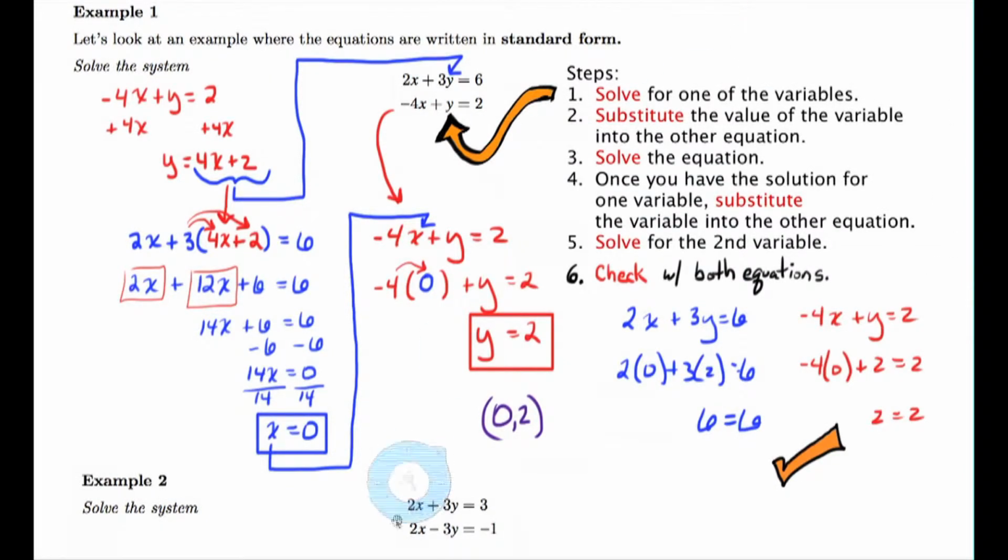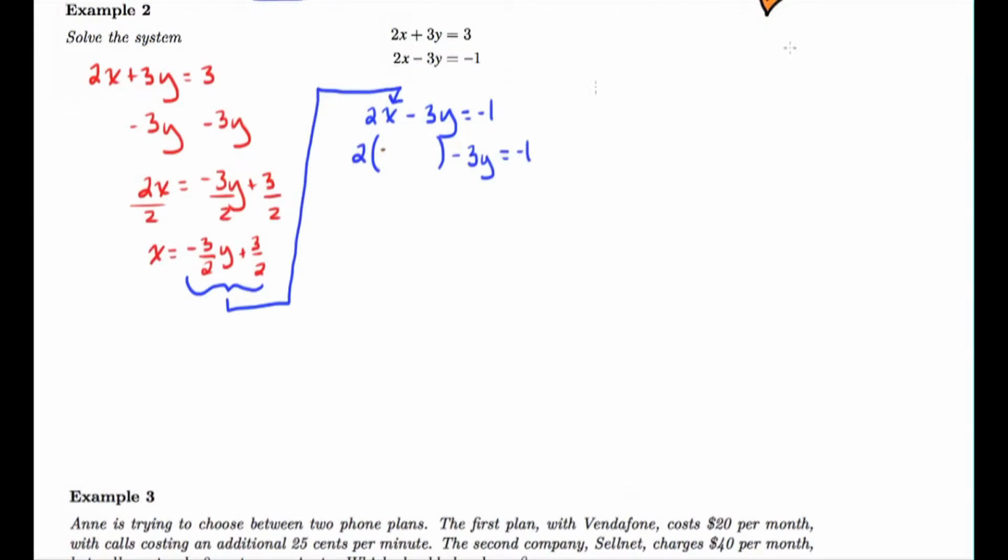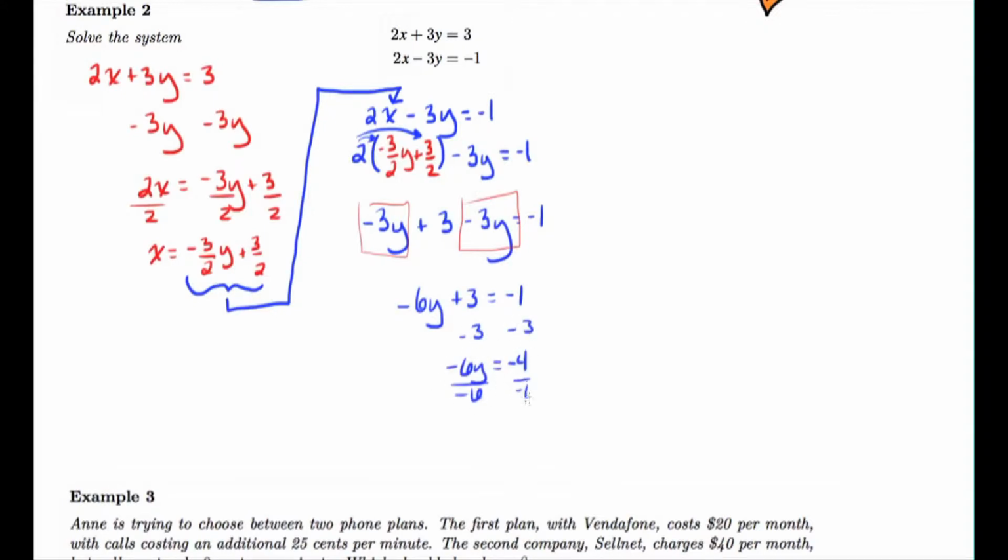So we don't always get integers for x and y, and in example 2, solve the system, we will not. So once again, I'm going to solve for one of the variables in one of the equations. So I'm going to solve for x in the first equation. And then once I find x, I substitute what x equals for x in the second equation. And you'll see that although it looks kind of ugly, it does work out somewhat nicely. And I get 2/3 for y.